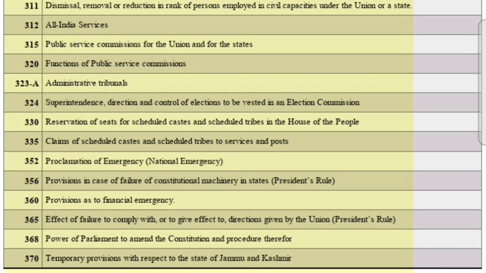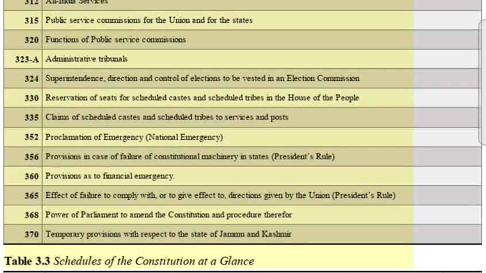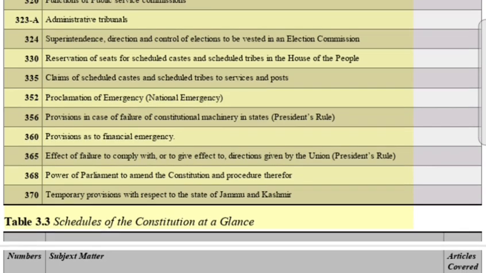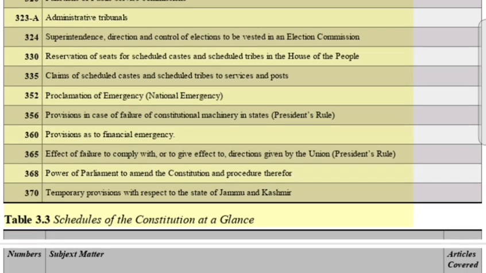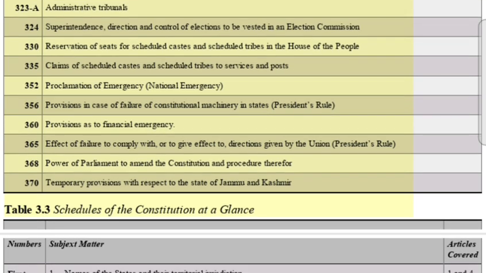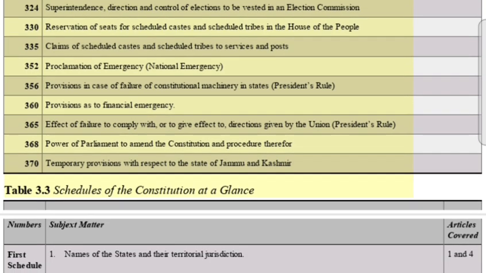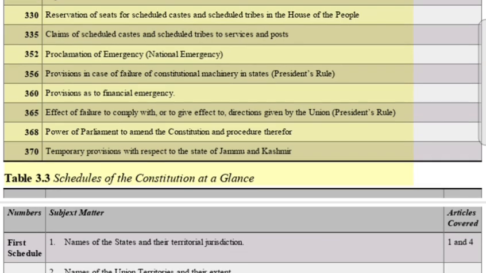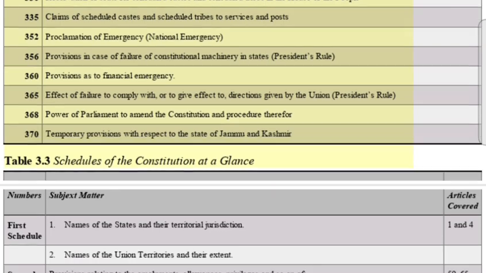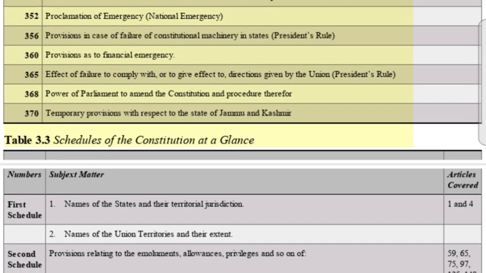323 Administrative Tribunals. 324 Superintendence, direction and control of elections to be vested in an Election Commission. 330 Reservation of seats for Scheduled Castes and Scheduled Tribes in the House of the People. 335 Claims of Scheduled Castes and Scheduled Tribes to services and posts. 352 Proclamation of emergency, national emergency. 356 Provisions in case of failure of constitutional machinery in states. President's rule. 360 Provisions as to financial emergency.